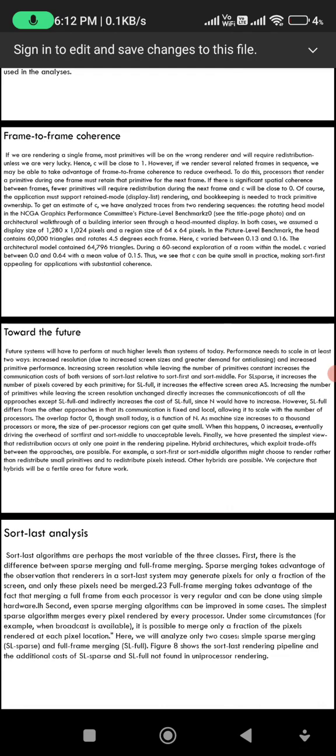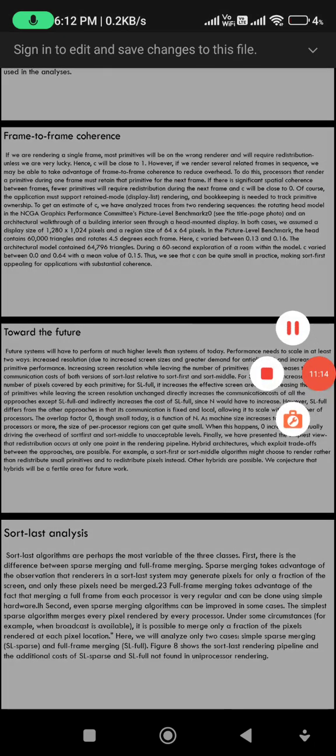To get an estimate of C, we analyzed the traces from two rendering sequences: the rotating head model in the NCGA graphics performance committee's picture-level benchmarks, and an architectural walkthrough of a building interior seen through a head-mounted display.